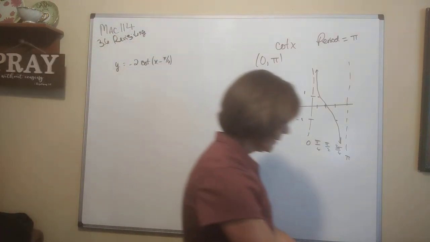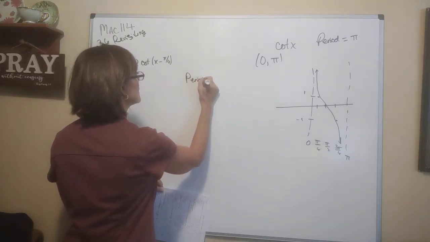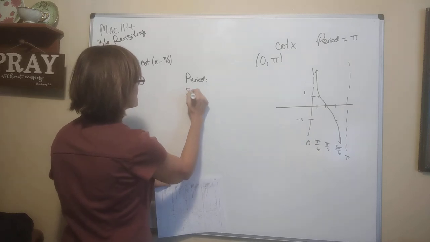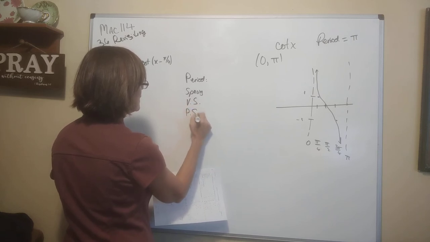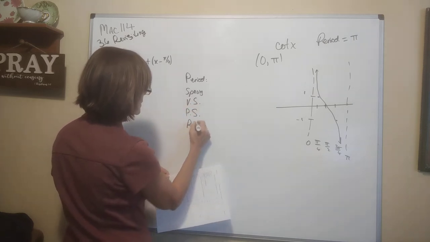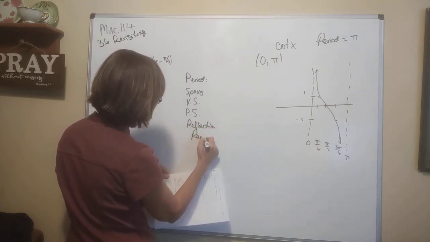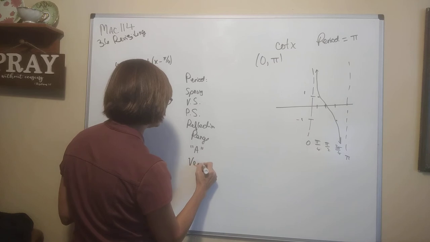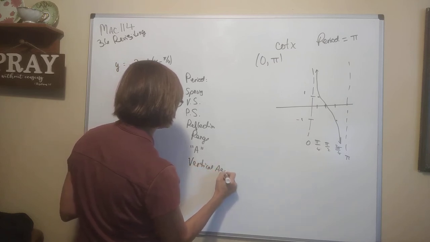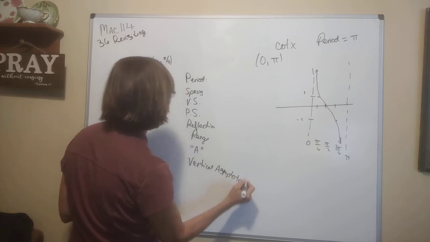Okay, let's just do it. What is the period? Spacing, vertical shift, phase shift, reflection, range, what's its value of A, and are there any vertical asymptotes? Asymptotes. All right, here we go.